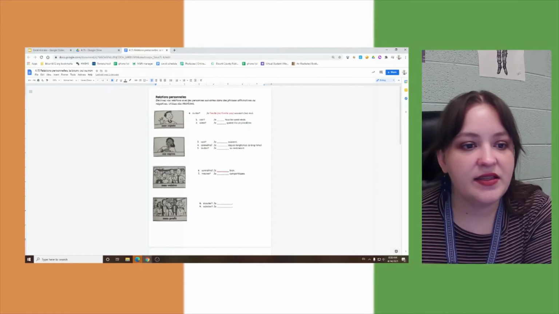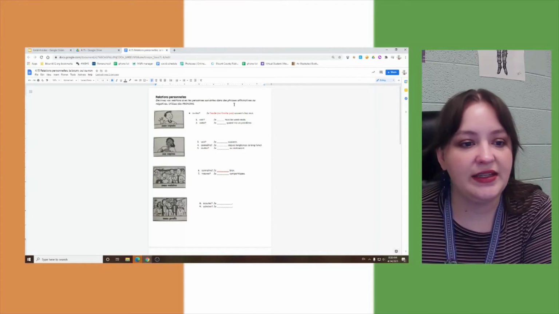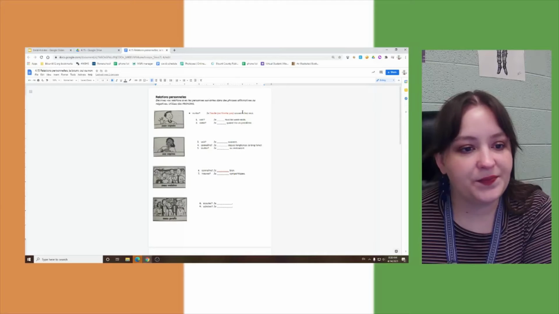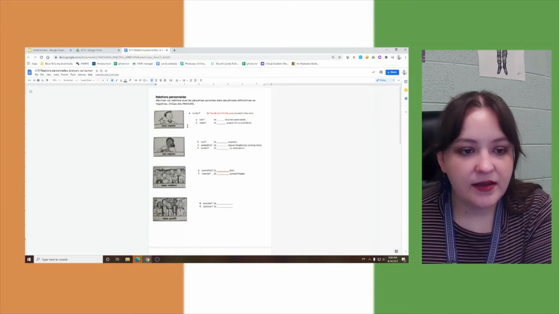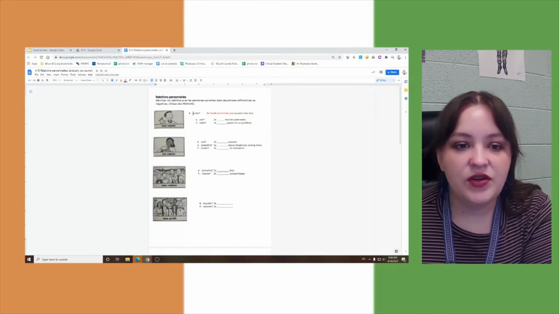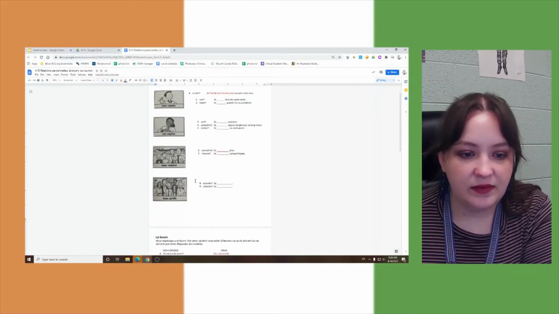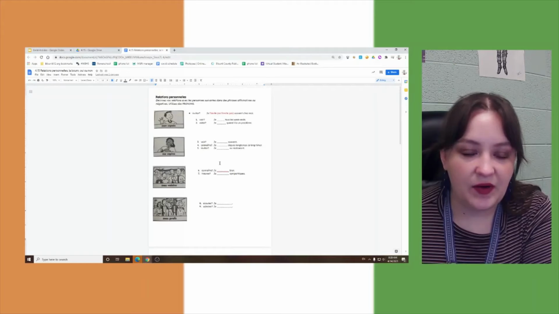Décrivez vos relations avec les personnes suivantes dans des phrases affirmatives ou négatives. Utilisez des pronoms. Okay, so let's look at the example here. So we've got a picture. It's mon copain, my friend, invité, and you just get to decide if it's going to be affirmative or negative, but about half should be negative and about half should be affirmative.